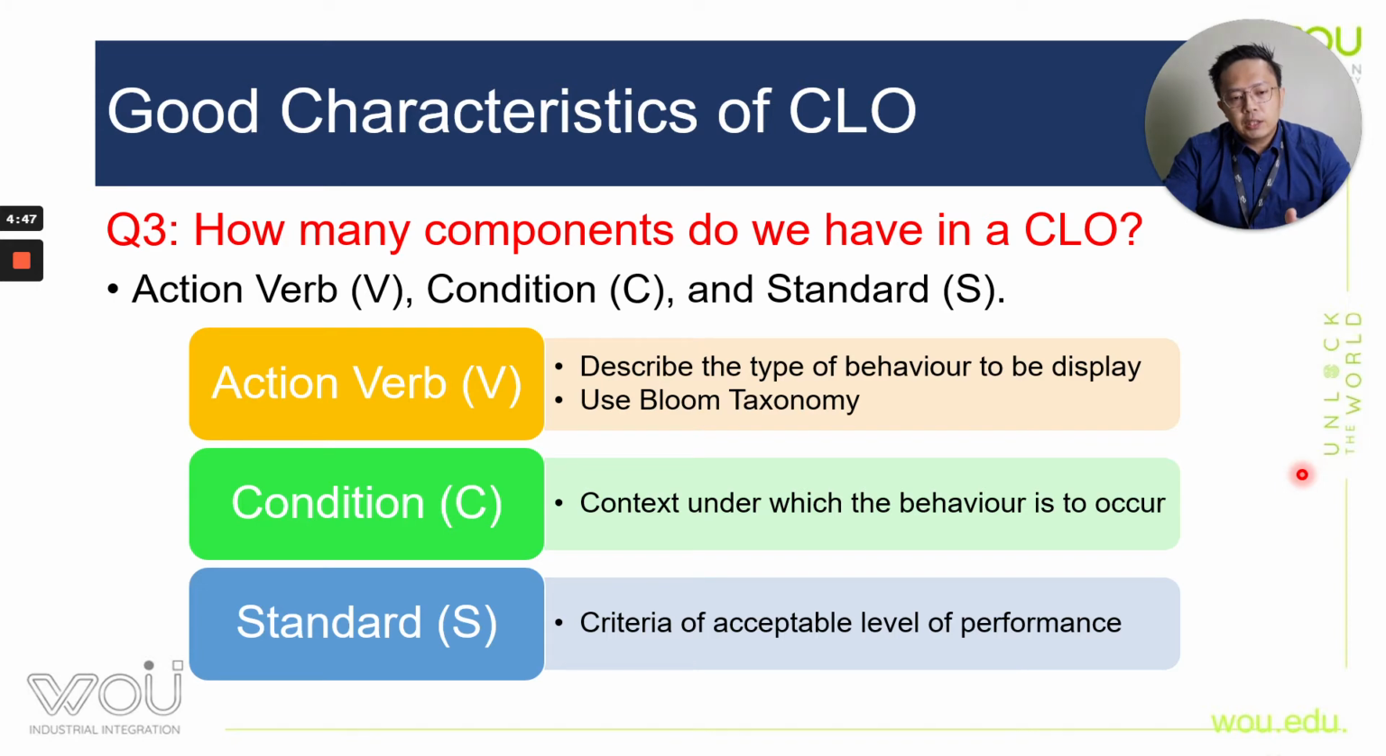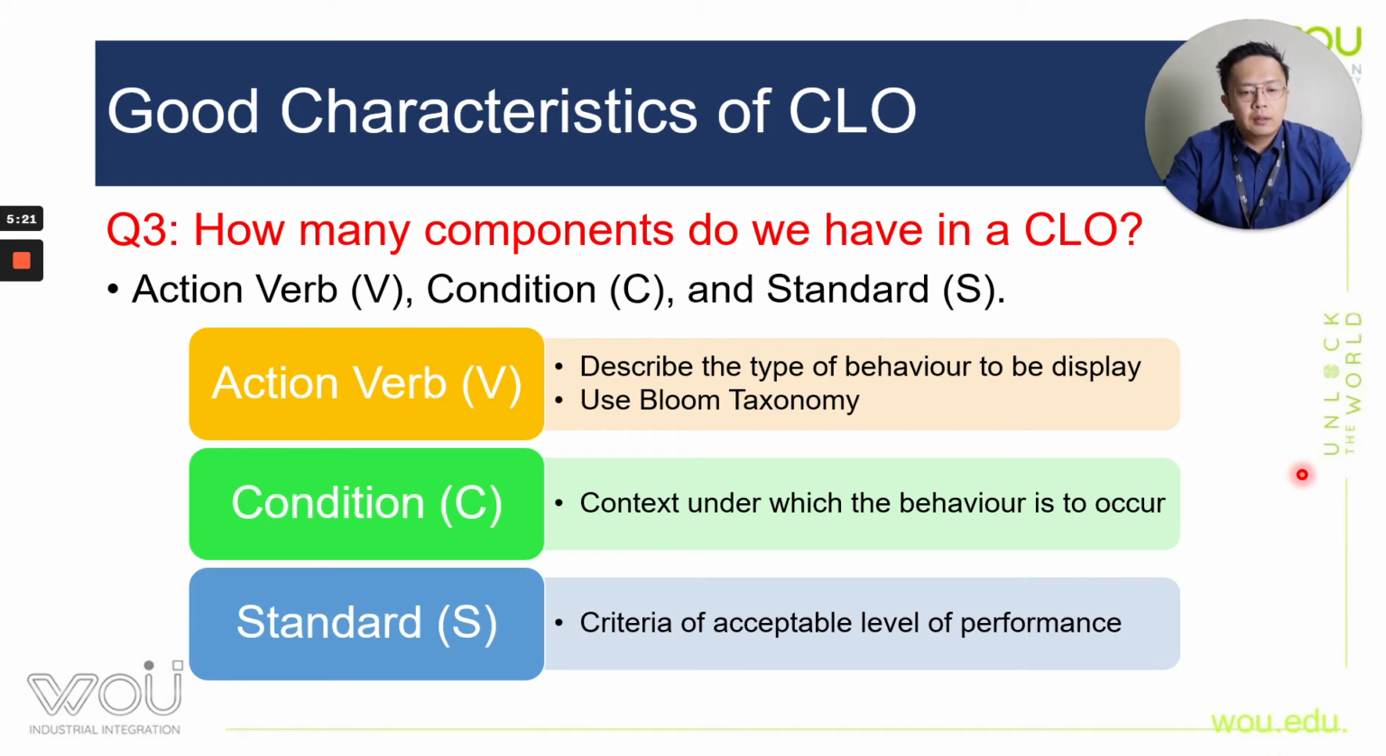Is it necessary to use all these three components in a CLO statement? The answer is no, not necessary. You do not have to have V, C, S appear together in any particular CLO statement. However, you must have at least two components in every CLO statement. For example, you must have V plus C or V plus S. Minimum two components, with V as the mandatory one.